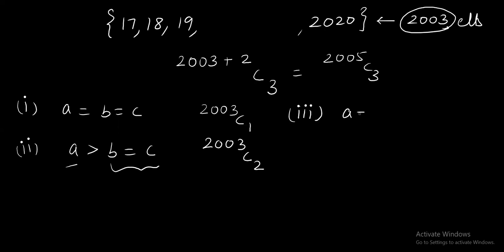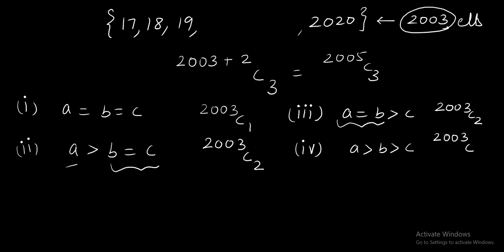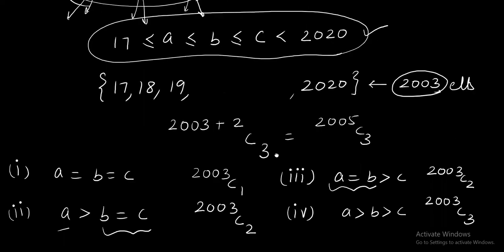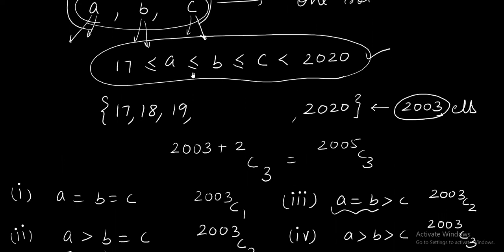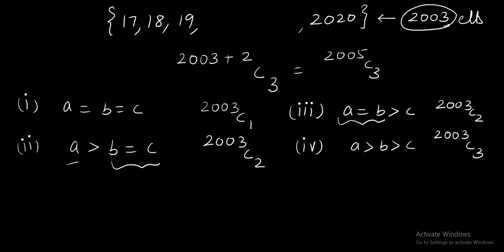Third case I'm considering is A equal to B, but B is greater than C. This is also a possibility. So you have to take two elements out of 2003, 2003 C 2, which again can be arranged in only one way because the smaller element will be C and the greater element will be A and B, right? The fourth case that we can take is A less than B less than C. In this situation, I actually need three elements from the set which are to be arranged in increasing order. I think I was saying non-decreasing. A has to be less than B, so this has to be corrected over here. I'm going to correct it.